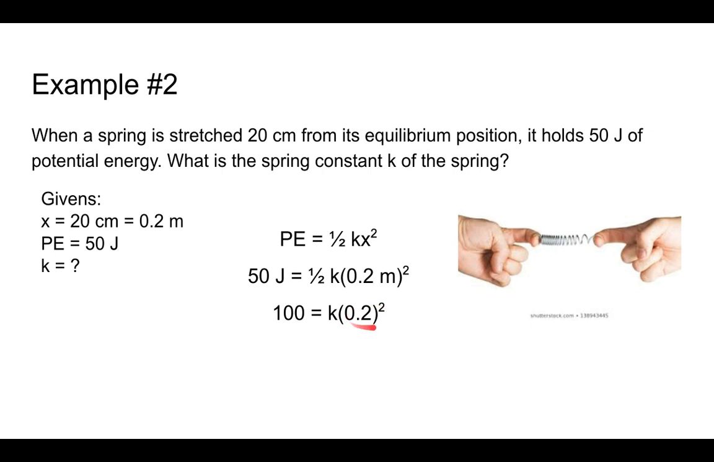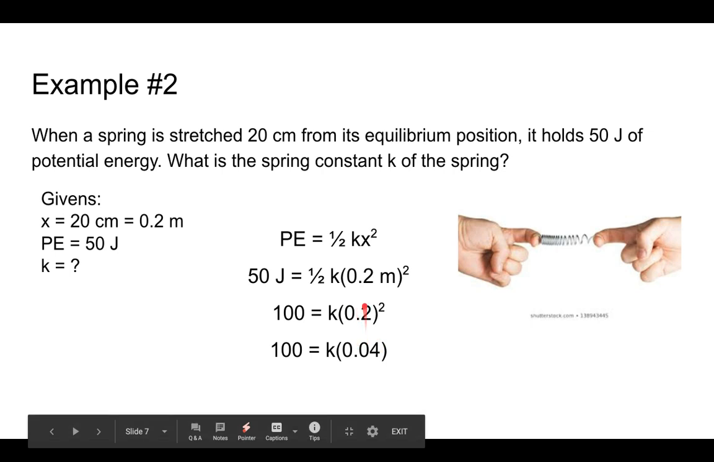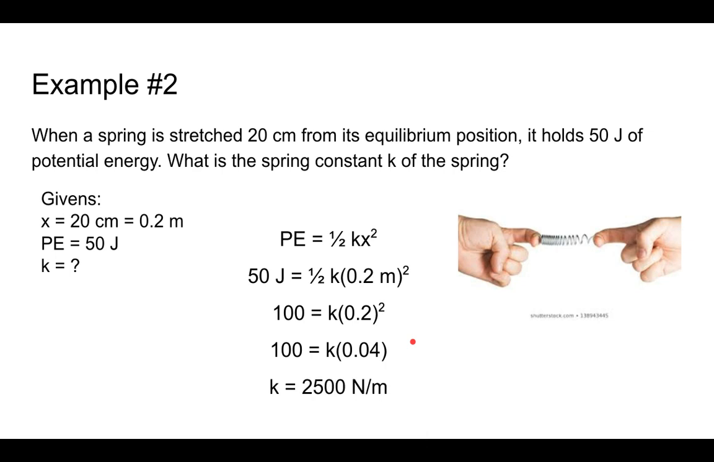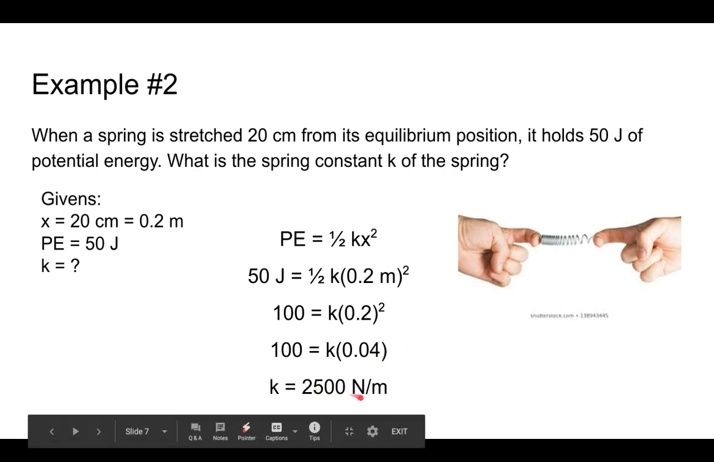We're then going to square that 0.2. Be very careful here. You want to do this in your calculator, because when you square 0.2, you get 0.04. Some people just want to try to do this in their head and they put 0.4 instead of 0.04. So just be really careful about that. And then from here, we just want to divide both sides by that 0.04 to solve for K. So dividing both sides by 0.04, we get our spring constant K is equal to 2,500 newtons per meter. And that's our answer.